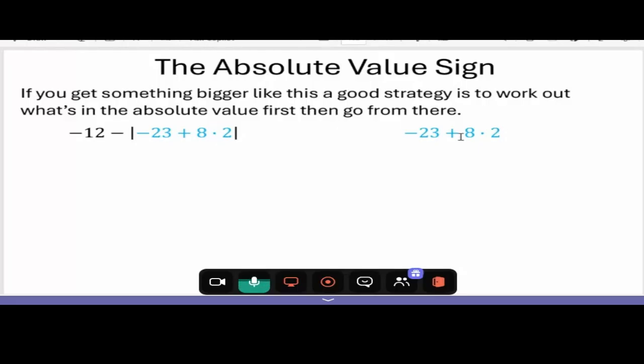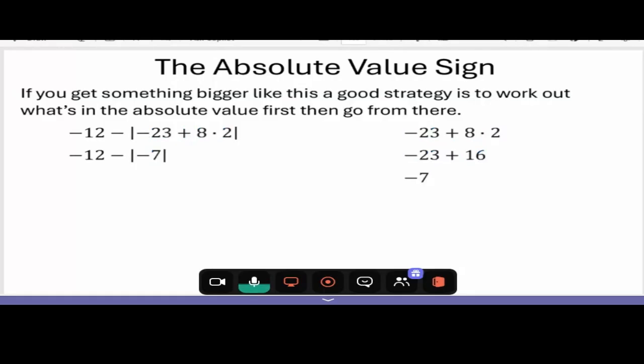Order of operations says I got to do my multiplication first. 8 times 2 is 16. Now I got left 23 and right 16, or in other words, I'm going in opposite directions, so I subtract. 23 minus 16 is 7. I went further to the left, so it is -7. Now I'm going to take that -7 that I got, and I'm going to replace it back in here. I worked out that entire blue bit. It worked out to be -7, so I pop it back in.